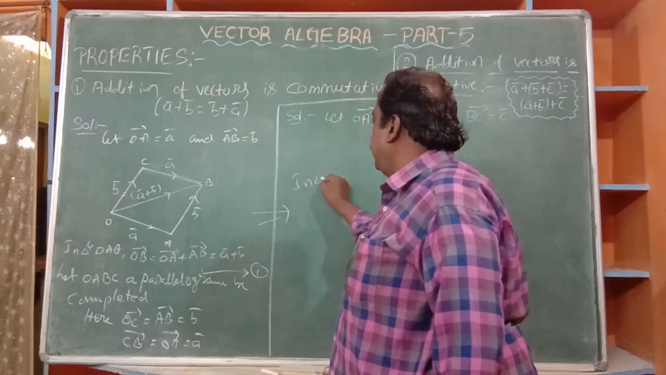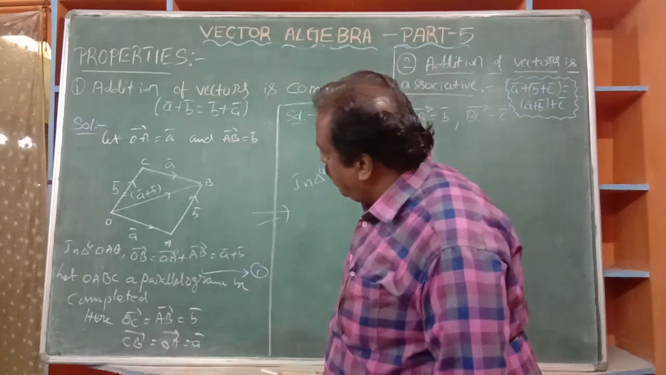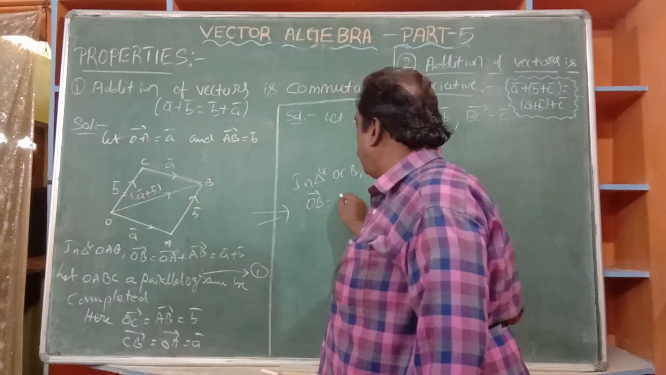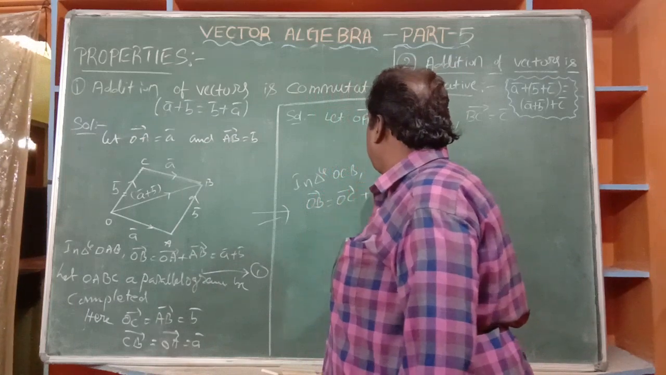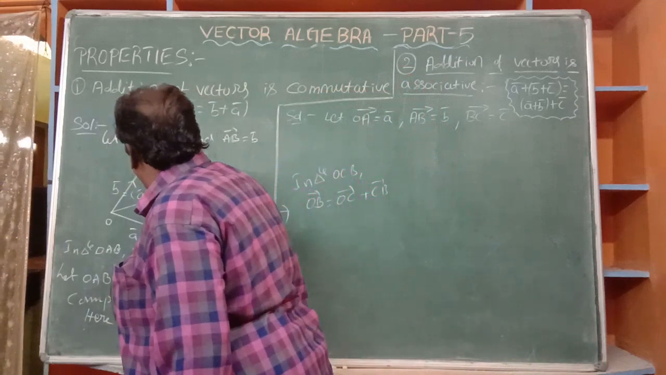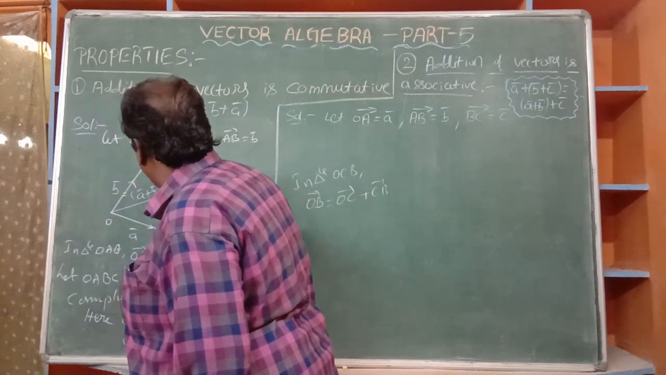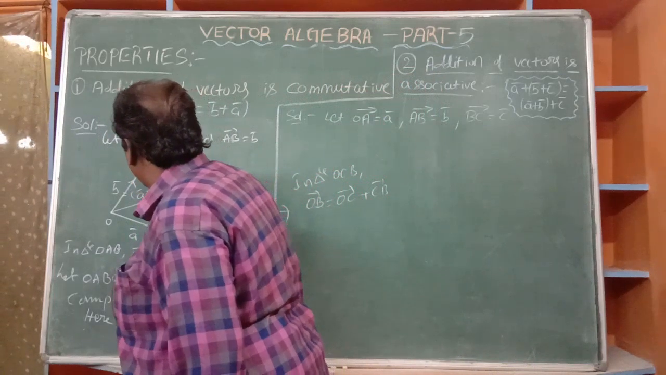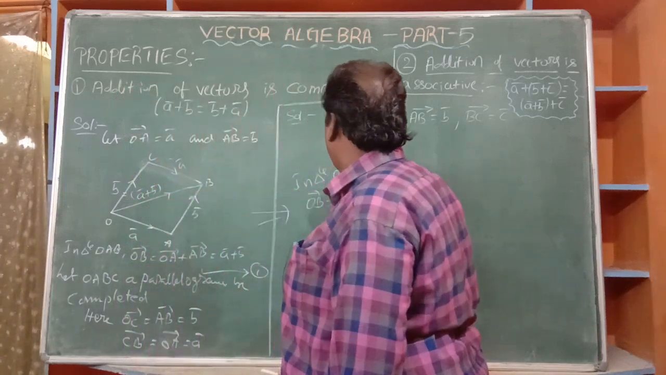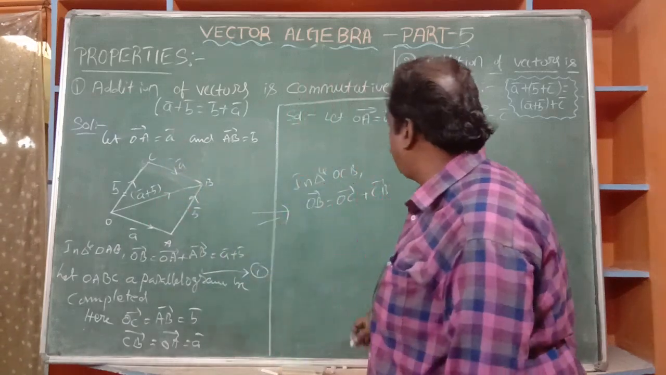In the triangle OCB, OB bar is also there. In the triangle OCB, O to C plus C to B is OB bar, the displacement here also.